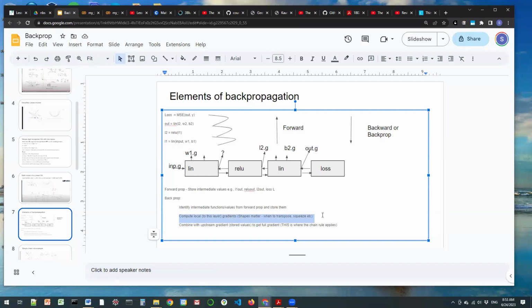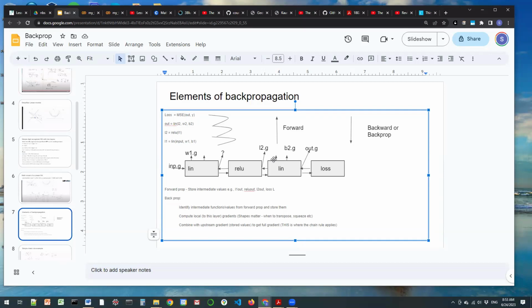Now we'll worry about the shapes of these, because the shapes do matter. We are doing matrix multiplication, and when we are computing the gradients, the shapes of the vectors and matrices we multiply will matter. And then this third step is the critical step where the chain rule comes into play.